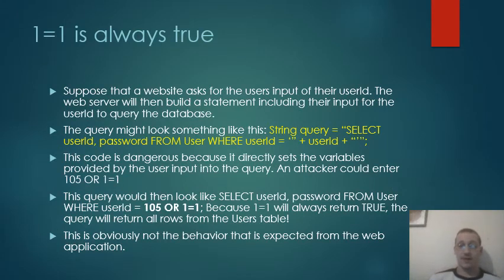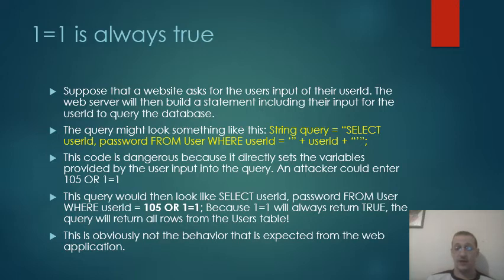Alright, so this type of attack is based on the fact that 1 equals 1 is always true. So suppose a website asks for the user's input of their user ID. The web server will then build a statement including their input for the user ID to query the database. The query might look something like this, here in yellow. As you can see, user ID right here is a variable that gets placed directly into it. This code is dangerous because it sets the variables provided by the user input directly into the query.